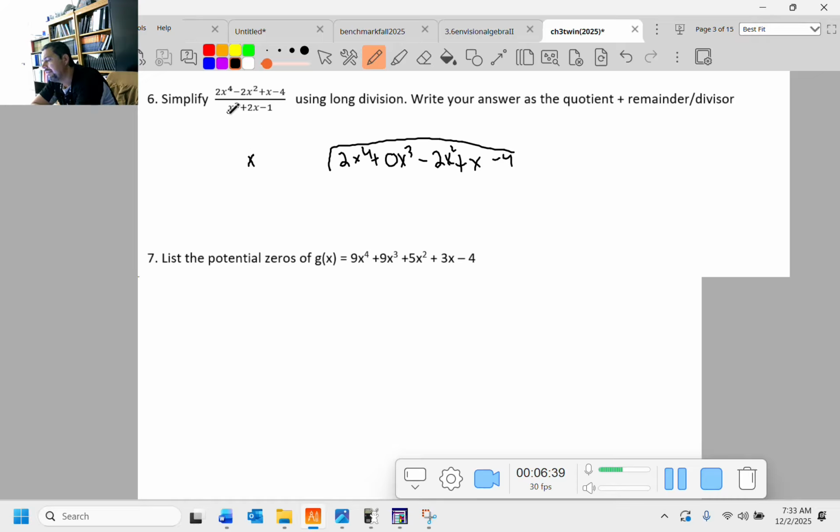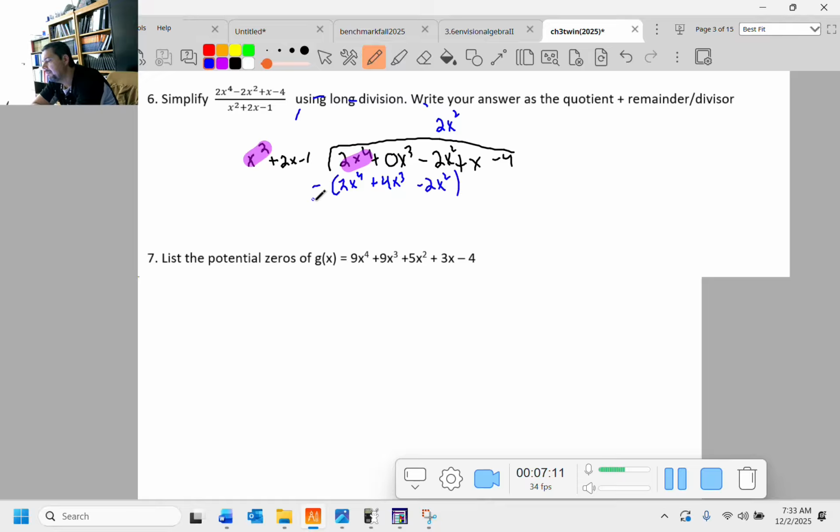Let's see, the dividend is right there. The divisor, x squared plus 2x minus 1, is on the outside. The first goal is to think about what it takes to make an x squared be a 2x to the fourth. I believe it takes a 2x squared. Then I use that distributive property. 2x squared times x squared is 2x to the fourth. 2x squared times 2x is plus 4x cubed. 2x squared times negative 1 is minus 2x squared.